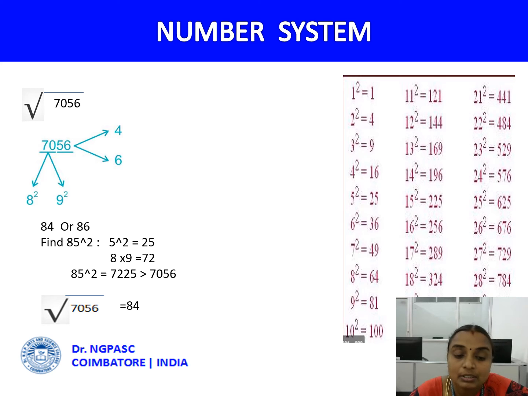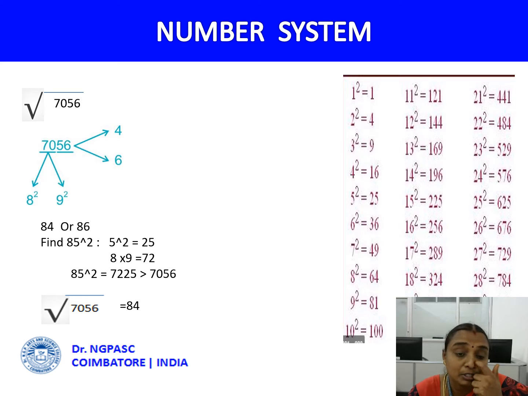Because the unit place of 85 is 5, it is an easy number to square. I am taking 85 square: 5 square equals 25, and 8 times the succeeding number, that is 8 into 9, equals 72. So 85 square is nothing but 7225. But our value is 7056, and 7225 is greater than 7056. So we have to choose the value 84. So the answer for this question is 84.